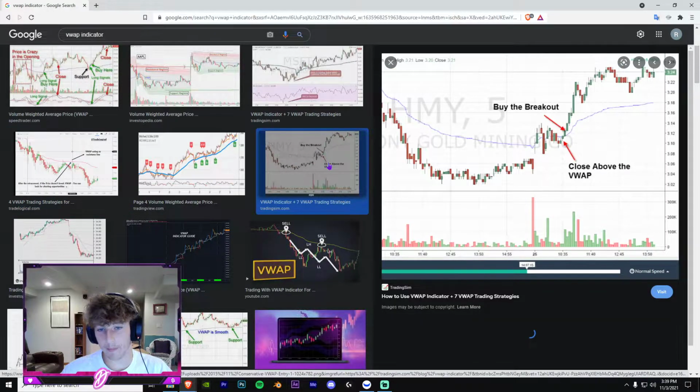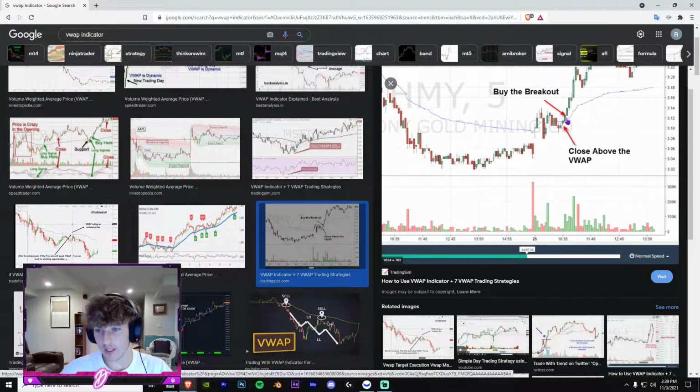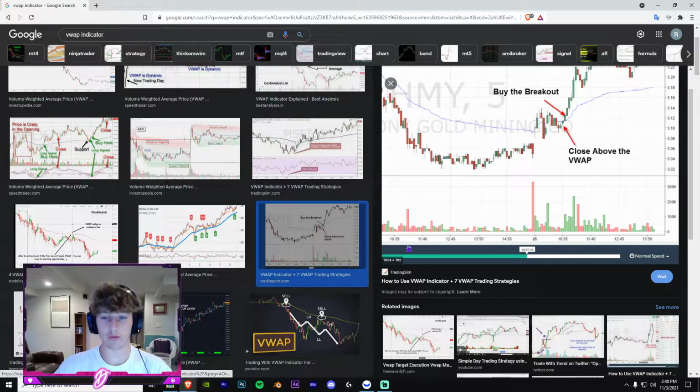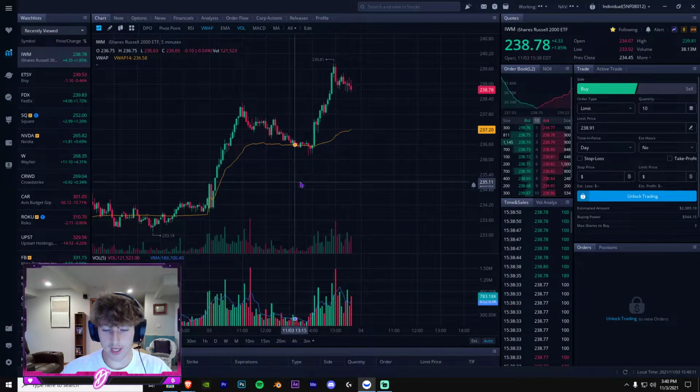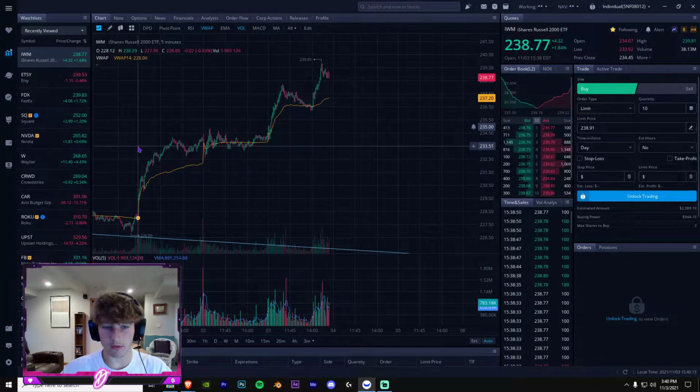And if we go to this one, we see it breaks out over the VWAP right here. So that's a buy signal. And basically when it's under VWAP, it's bearish, and when it's over VWAP, it's bullish. So that's what you want to know. But price usually always retraces back to the VWAP. But that is what you want to know about VWAP. So let's go over some examples.